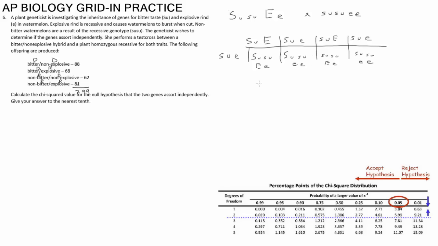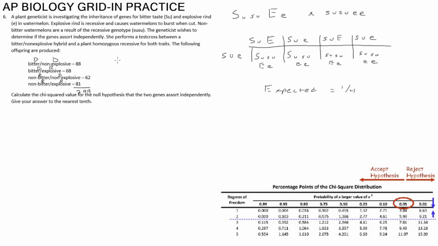What this tells me is that my expected breakdown between these different possibilities is a 1/4 chance for each one. My observed values are given. My expected would just be 1/4 of the total, which was 299, which I'm going to round to 75 for each one. So I'm expecting 75 for each of these: 75, 75, 75, 75.